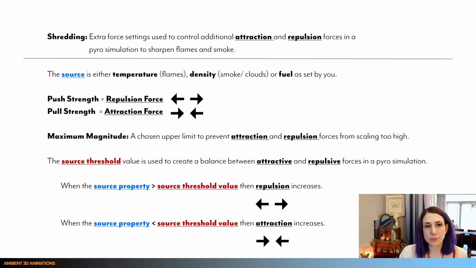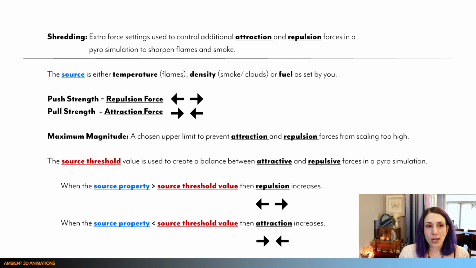It's most noticeable for the temperature or the density because these are present throughout the entire simulation, whereas fuel for an explosion, it may be used up in the beginning and then no longer be available. So it may not be as noticeable with the fuel option as with the density and the temperature. You can think of density as the smoke in the clouds. The temperature you can think of as the flames.